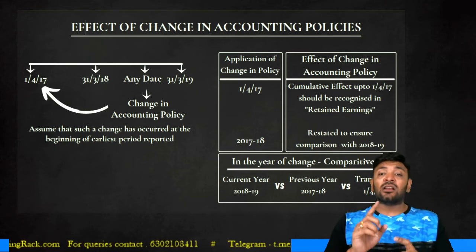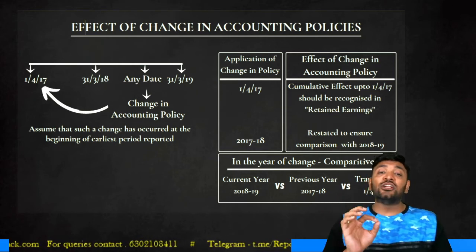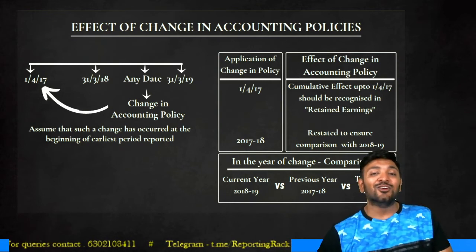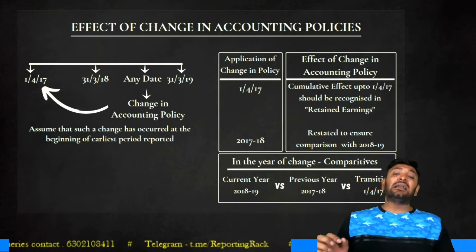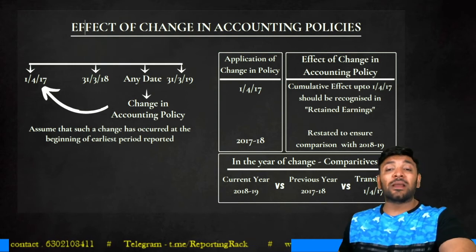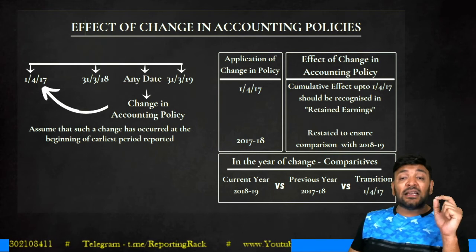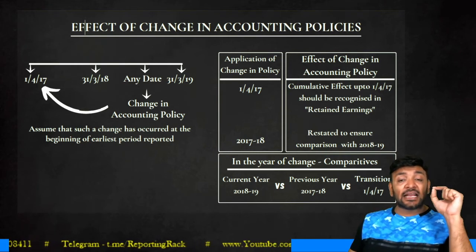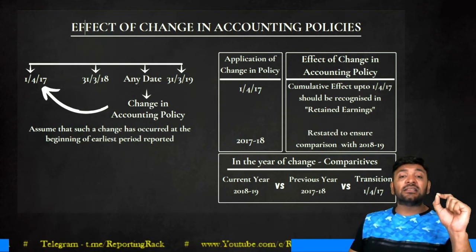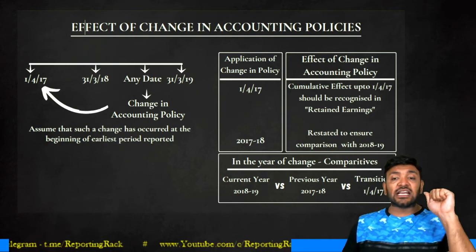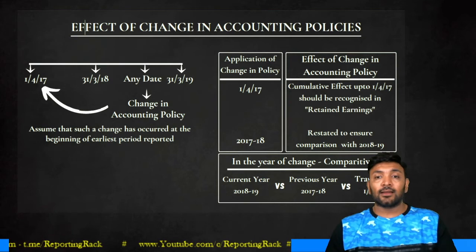2017-18, the previous year, should be restated to ensure comparison with the current year 2018-19. So in comparatives, current year of 2018-19 should be compared with the restated previous year of 2017-18, and the date of transition should be the extra column which is applied, that is a date on which we gave a retrospective application to the change in accounting policy. Clear?